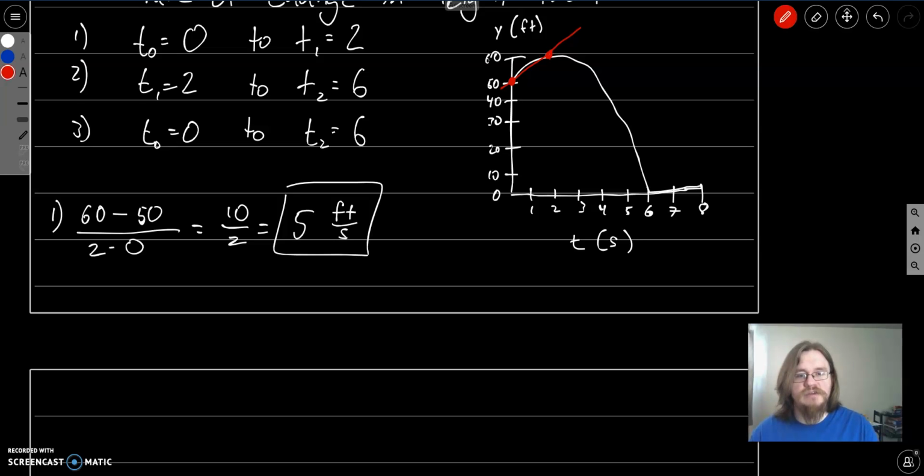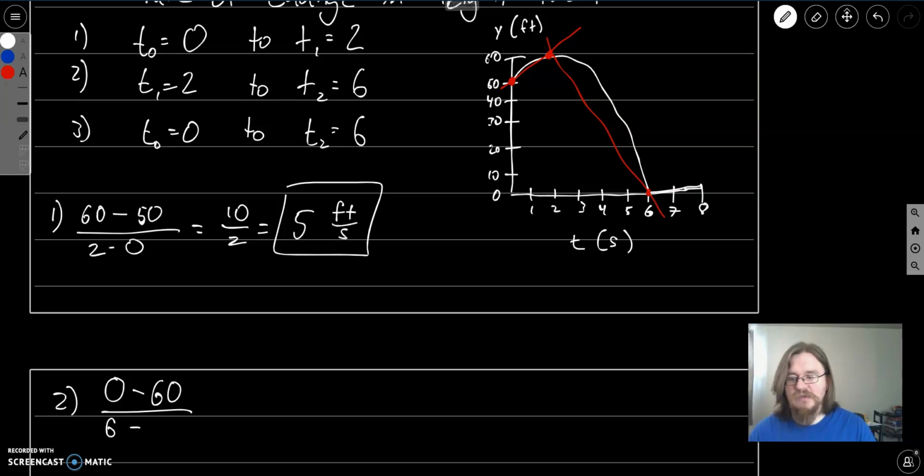So here's time equal to 2, here's time equal to 6, and what happens here is we're coming down quite fast. The ball has reached the apex, the highest point, and then starts to fall. So again, this highest point up here is going to be 60. The lowest point when it hits the ground is going to be 0. So we take the second point, which is 0, minus 60, divided by the change in time. So we're ending at 6 seconds, and we began at 2 seconds. So it's going to be negative 60 divided by 4, so it's going to be negative 15.